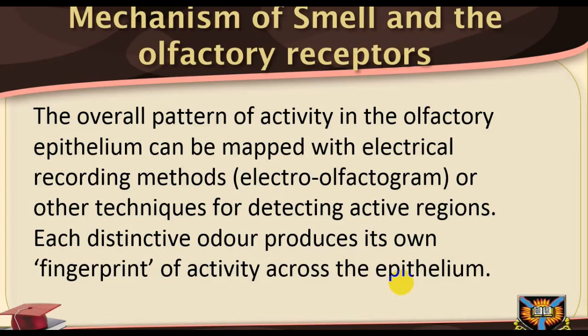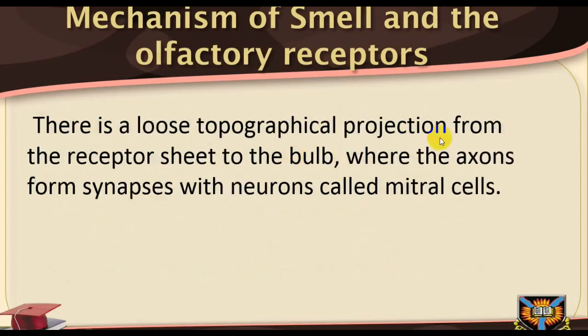The first relay of the olfactory pathway is the olfactory bulb. There is a loose topographical projection from the receptor sheath to the bulb, where the axons form synapses with neurons called mitral cells. The olfactory bulb contains a complex network of nerve cells and is responsible for a considerable amount of sensory processing.